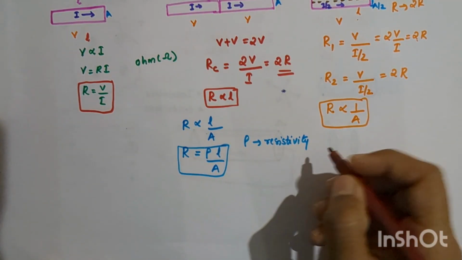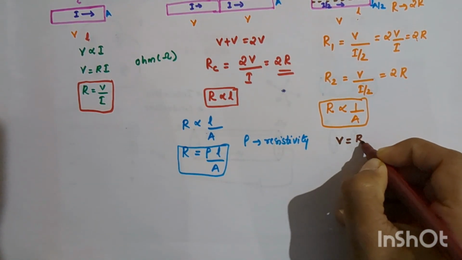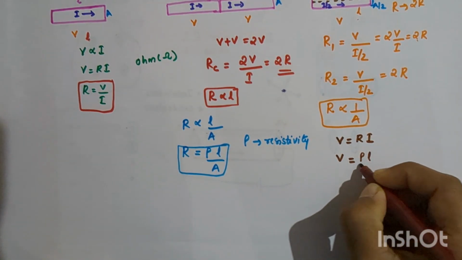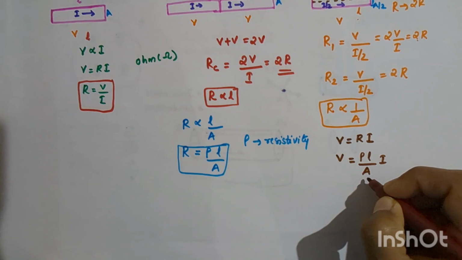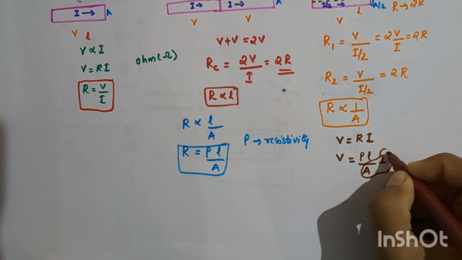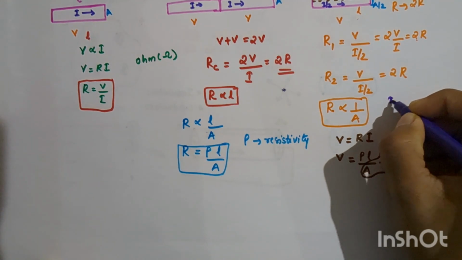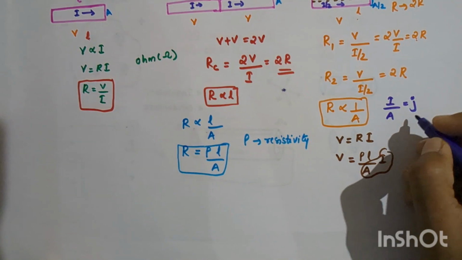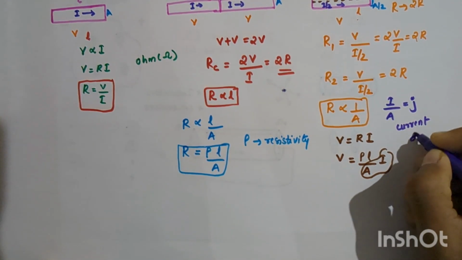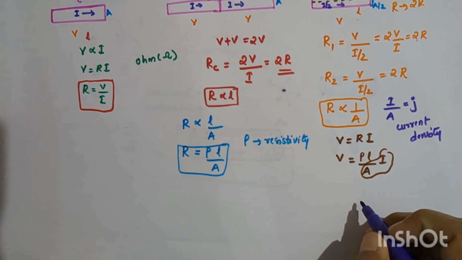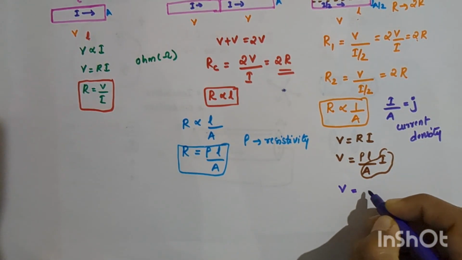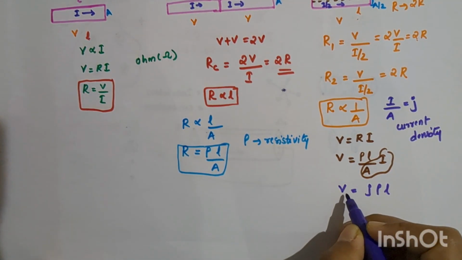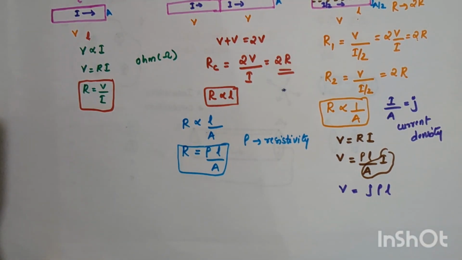Now you see, from Ohm's law, we have V is equal to R into I. What is this R? This can be written as rho L divided by A, into I. See, this I divided by A is current per unit area. This current per unit area is known as current density J. J is the current density, current per unit area. So this equation becomes V is equal to J into rho into L, where J is the current density.